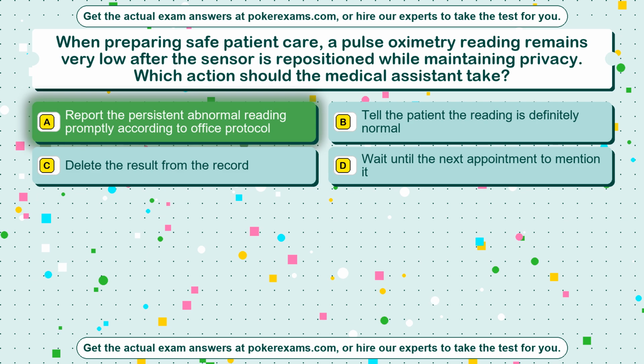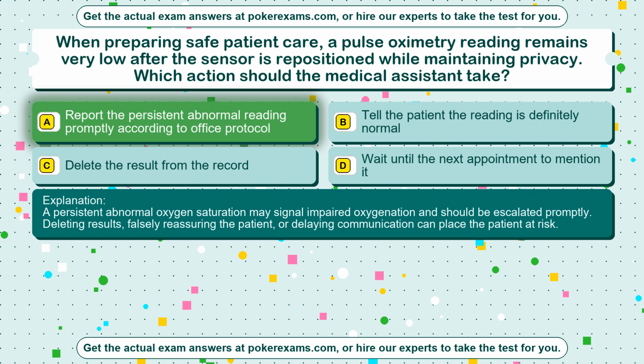The correct answer is option A. Report the persistent abnormal reading promptly according to office protocol. A persistent abnormal oxygen saturation may signal impaired oxygenation and should be escalated promptly. Deleting results, falsely reassuring the patient, or delaying communication can place the patient at risk.